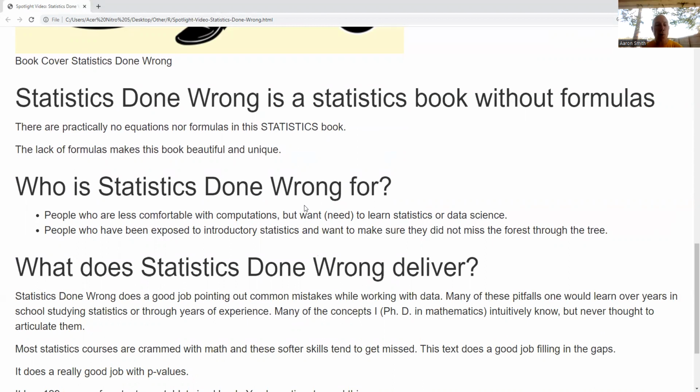All right, so who is this for? Well, first and foremost, people who are less comfortable with computations. So you can go ahead and say that you hate math. If you hate math, but you need statistics, this is the book for you. Also, someone who has been exposed to introductory statistics or more, and they want to make sure that they get the big picture aspect. They want to understand the larger view of what's going on.